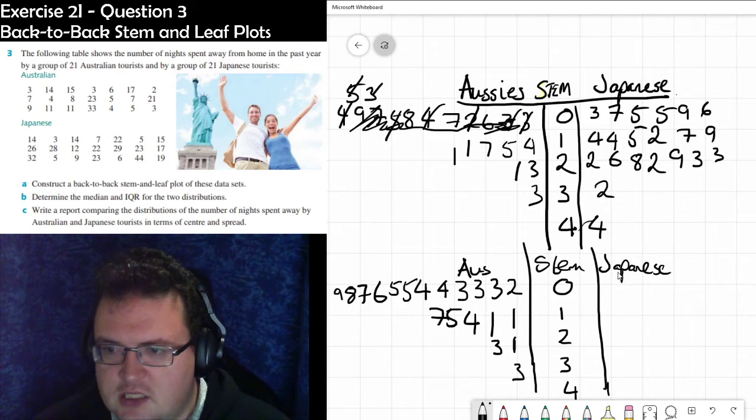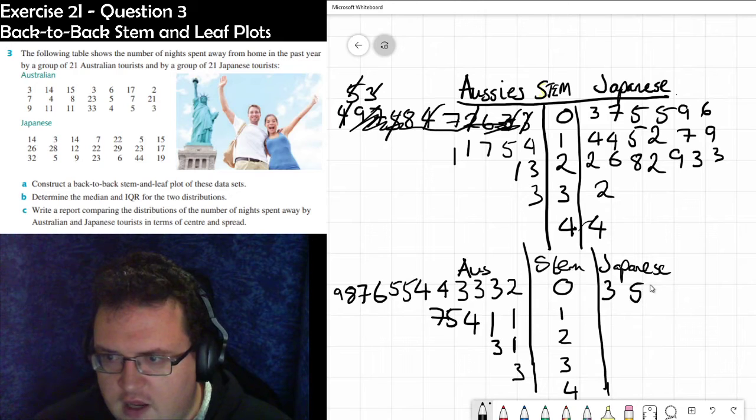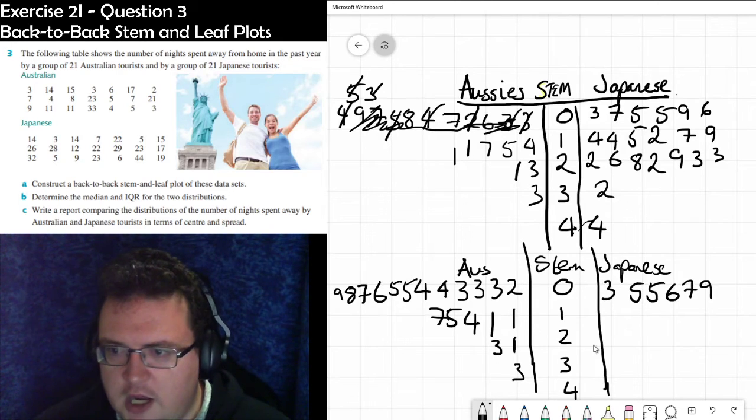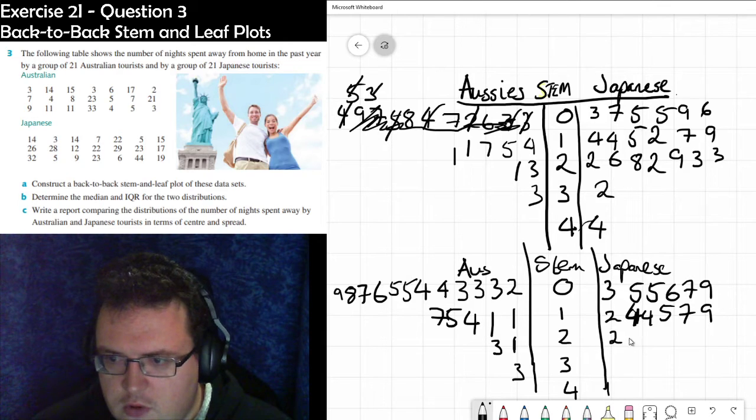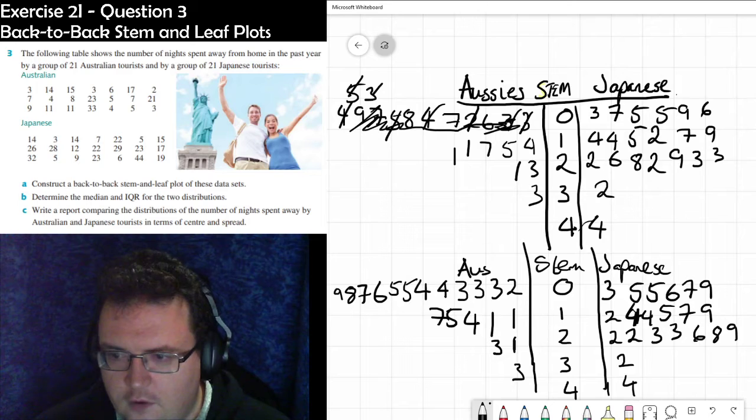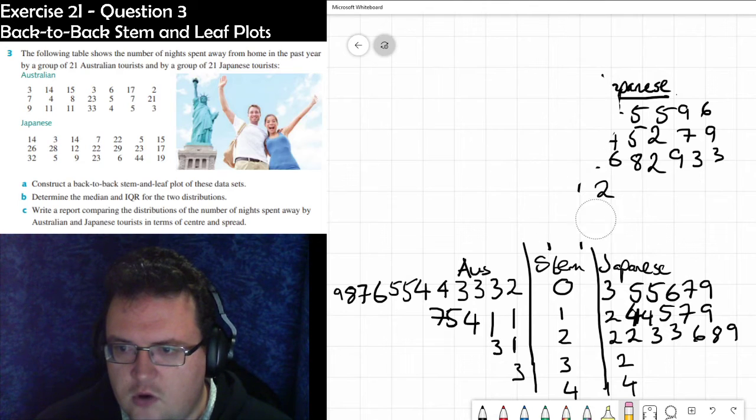And then for the Japanese, much easier because it's already sort of, you don't have to think backwards, you can just go smallest to largest. 3, 5, 5, 6, 7, 9. 2, 4, 4, 5, 7, 9. Those are 4s. And then we have 2, 2, 3, 3, 6, 8, 9, 2, and then 4. So now that I've put all that data in there, I can get rid of this. I don't need it anymore.